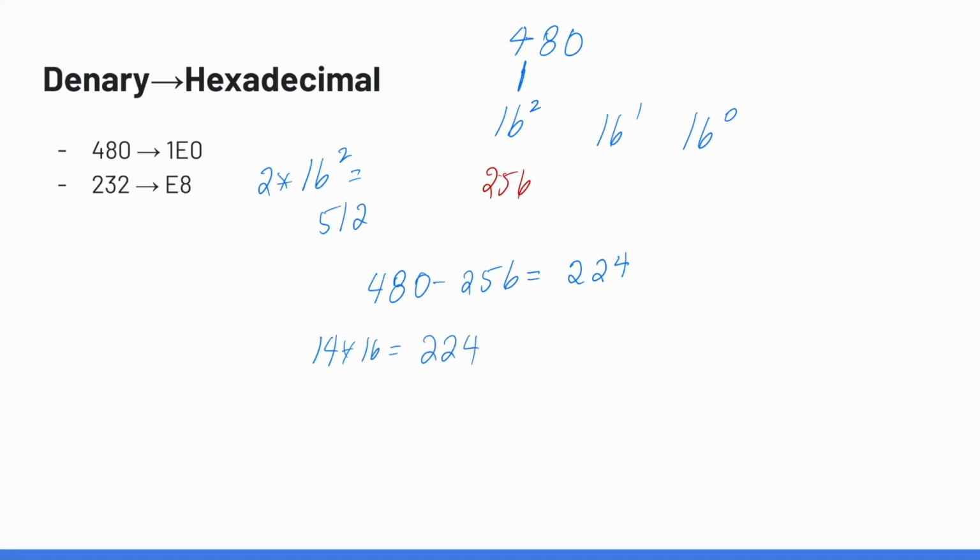And 14 is represented by E, so we're just going to put E right here. So now we actually have nothing left because we fully accounted for 224 right here. So all we need to do right here is just put a 0. So now let's take a look at another example, our last example.